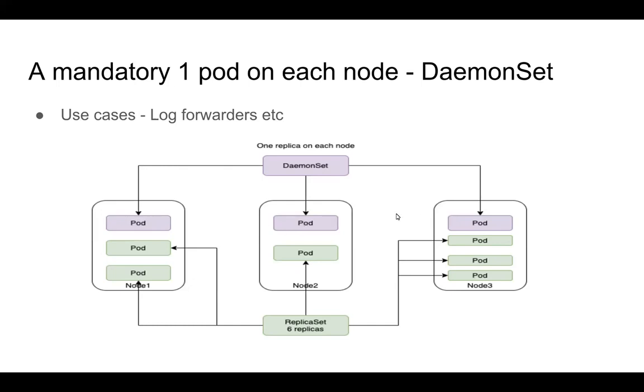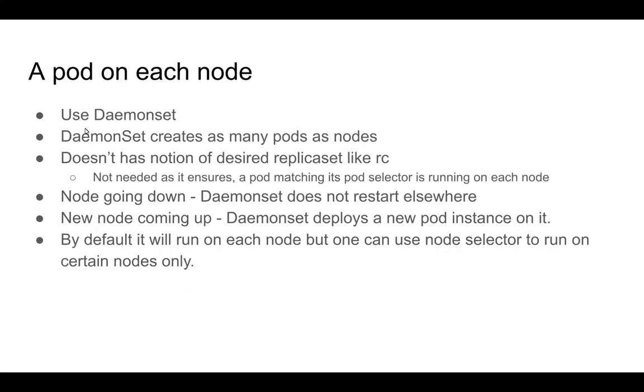So that's about DaemonSet. I'm just reiterating what I said. A pod on each node, if you want, use DaemonSet. DaemonSet creates as many pods as nodes. DaemonSet doesn't have the notion of desired replica like you have in replication controller or in replica set. It's written wrongly on the slide. Why? Because it's not needed. It automatically ensures that a DaemonSet pod is already there on each node.